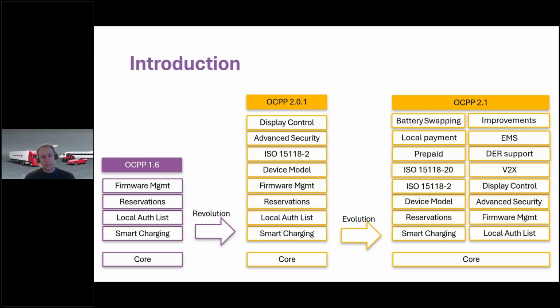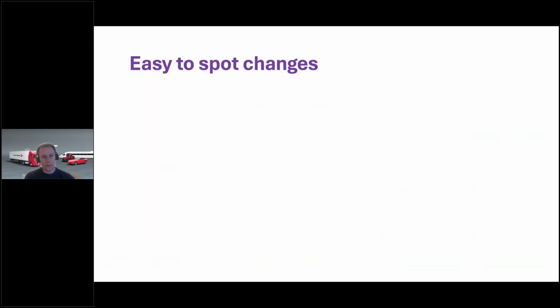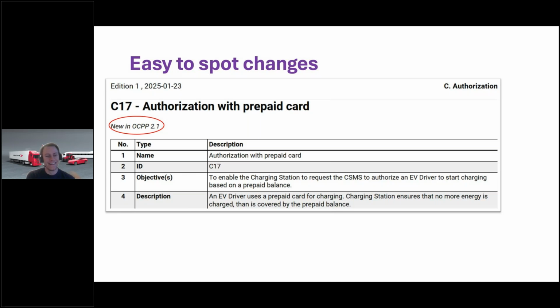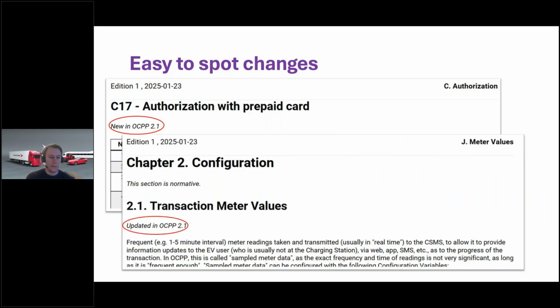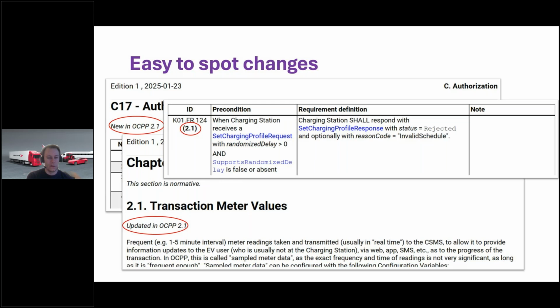So maybe Frank, you can go to the next slide. So, and to make this even easier, we added on each use case which is new in OCPP 2.1 a short text saying that this is new in 2.1. So this means if you scroll through the specification, you will see on use cases and also on paragraphs describing certain matter, "new in OCPP 2.1" or "updated in 2.1", which will jump directly into your eyes that something changed there.